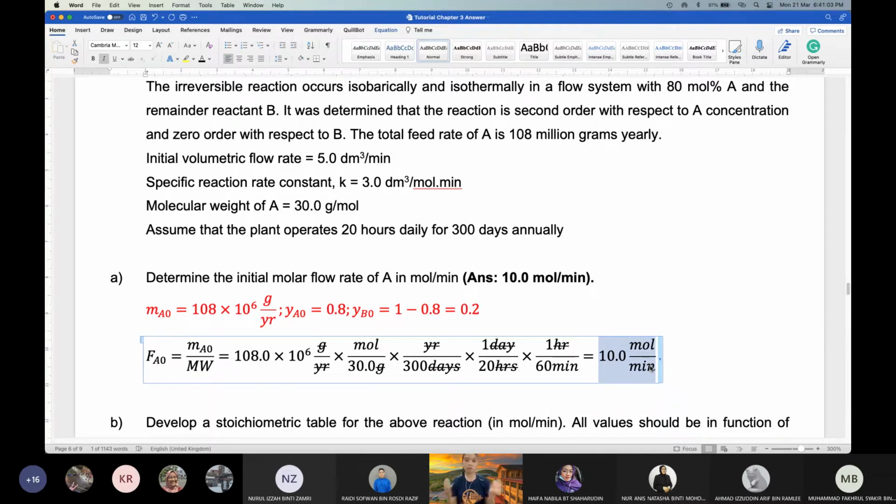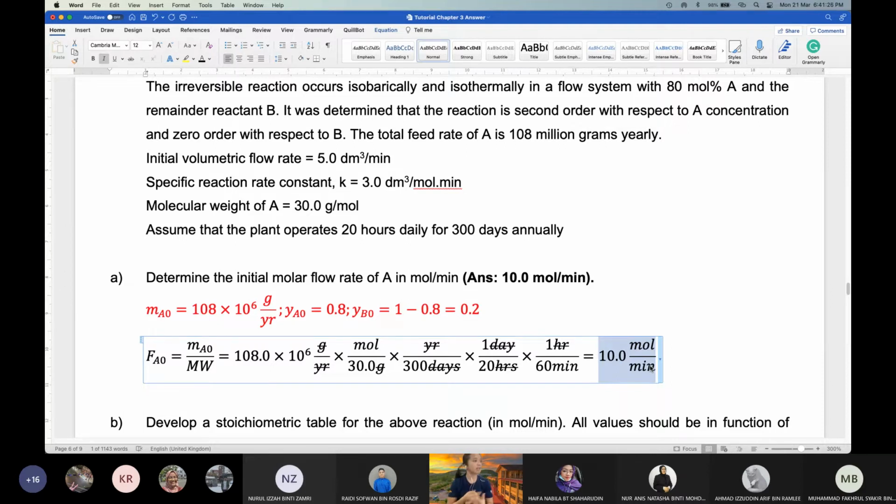So this question is different from the rest that we have done before, because before this the questions were more straightforward: they give concentration, molar flow rate, volumetric flow rate. But this question is a bit different. I give you mass flow rate. So you have to know by yourself how to convert from mass flow rate to molar flow rate. Okay, so we are done with question part A.